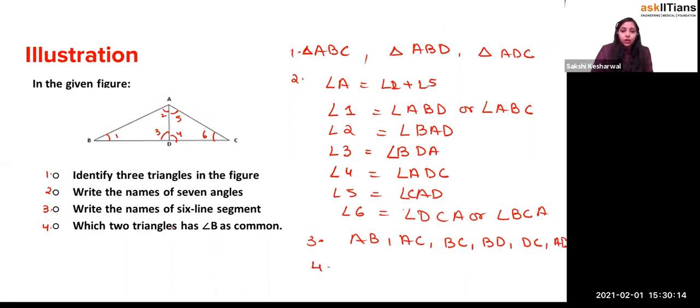Acha, write 2 triangles which have angle B common. What is the angle B? This is angle B common. So what are the 2 triangles you have? Triangle ABC. Yes, and triangle what? ABD or not? Yes, ABD. Yes, so you have to just take the little bit part of it, right?